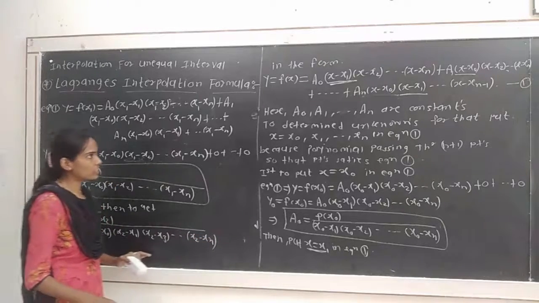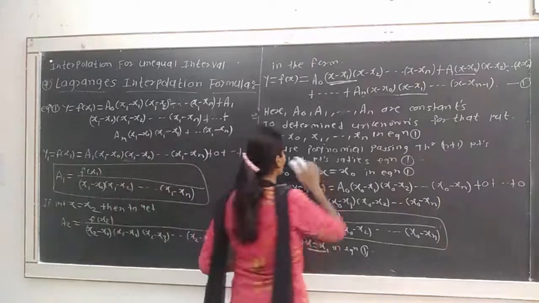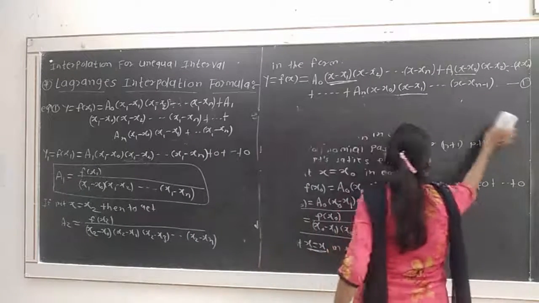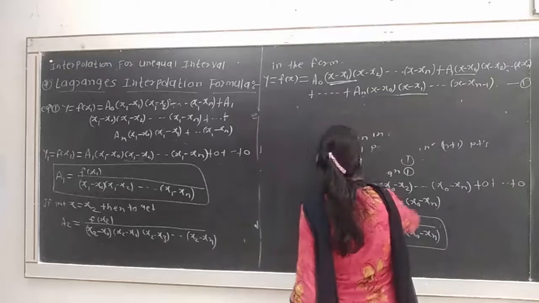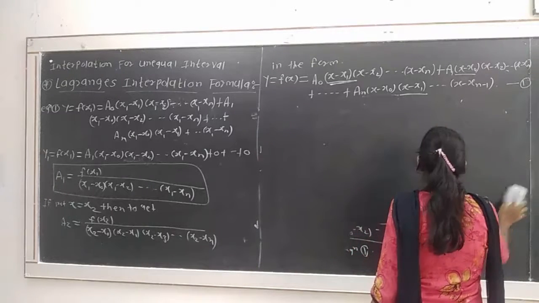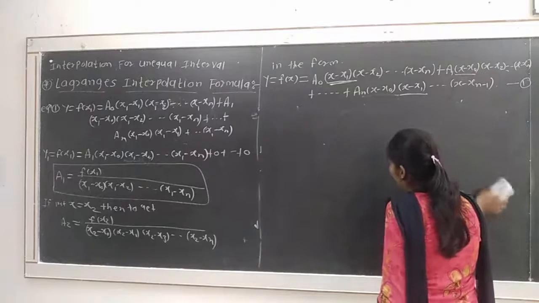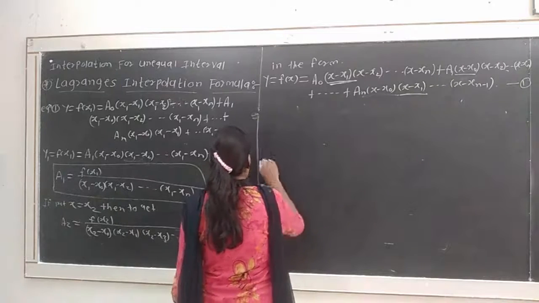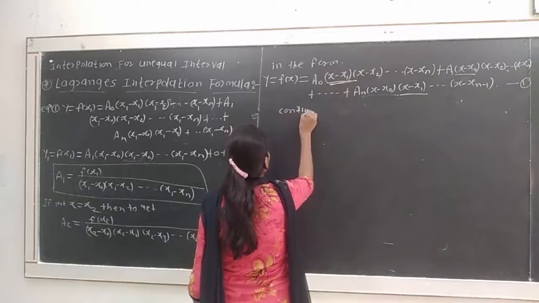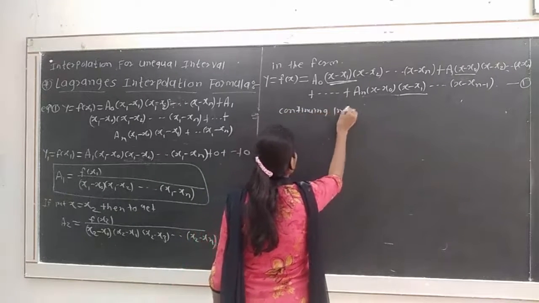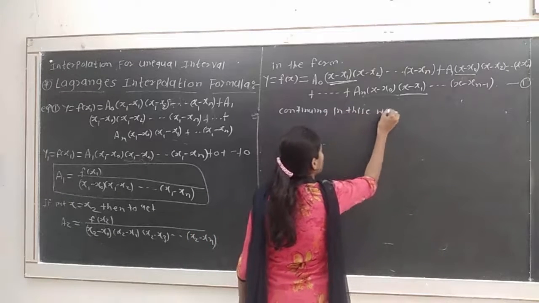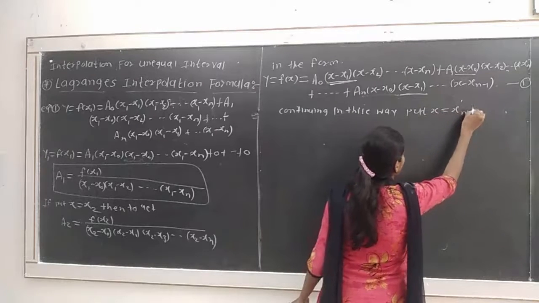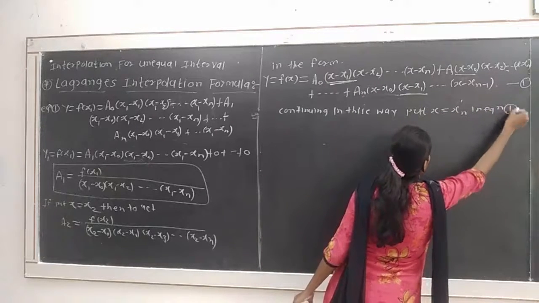Continuing in this way, if we put x is equal to xn in equation number 1, then we get the value of an.